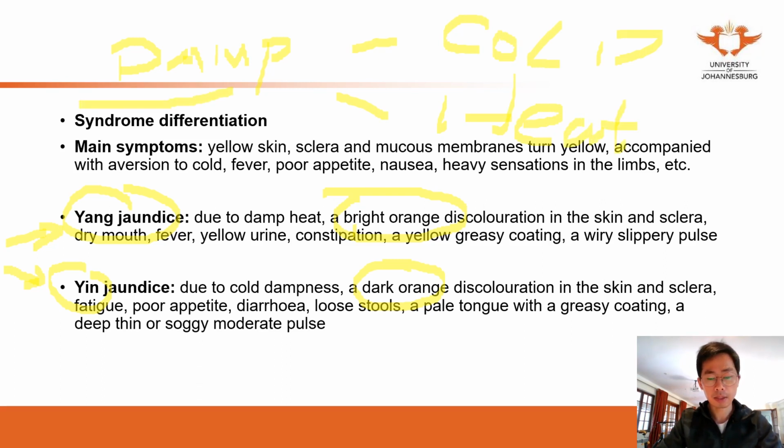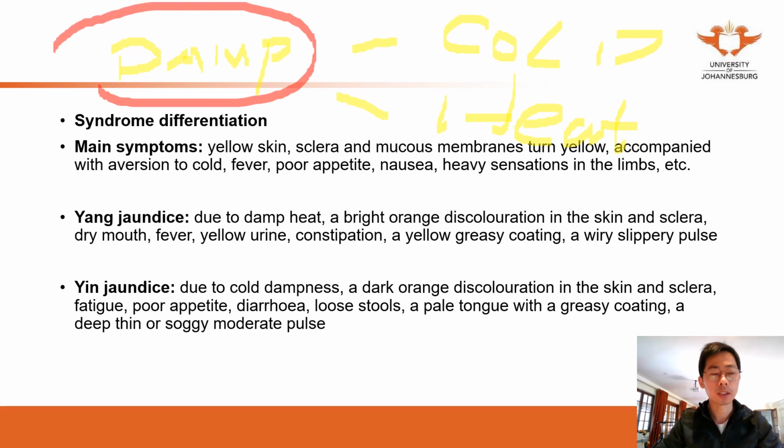The same dampness can change into damp cold, and it can also change into damp heat among patients. We will never know whether this dampness is going to change into cold or heat. This will depend on the patient's body constitution. So where does the dampness come from? Maybe from the diet, maybe from the environment.